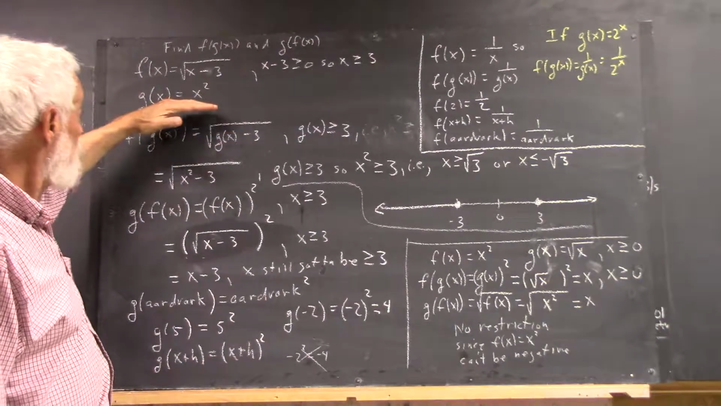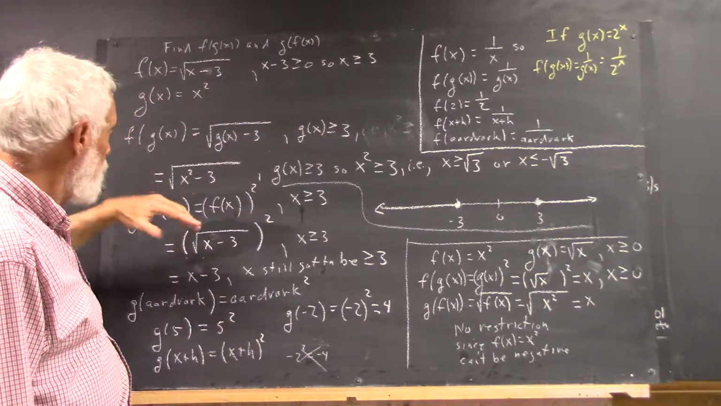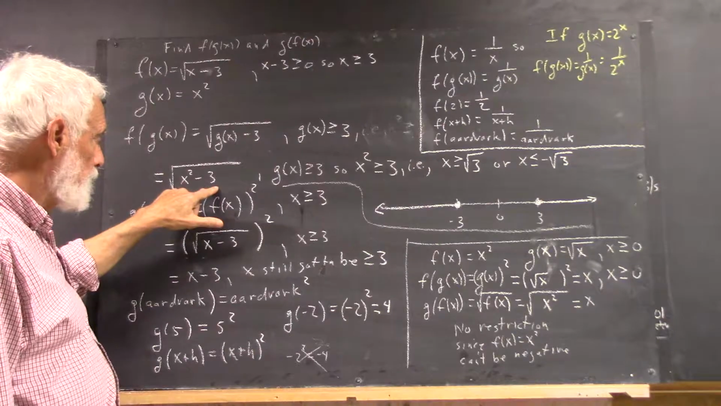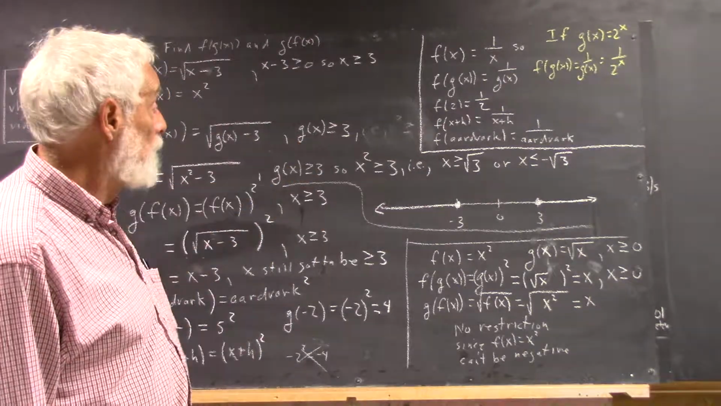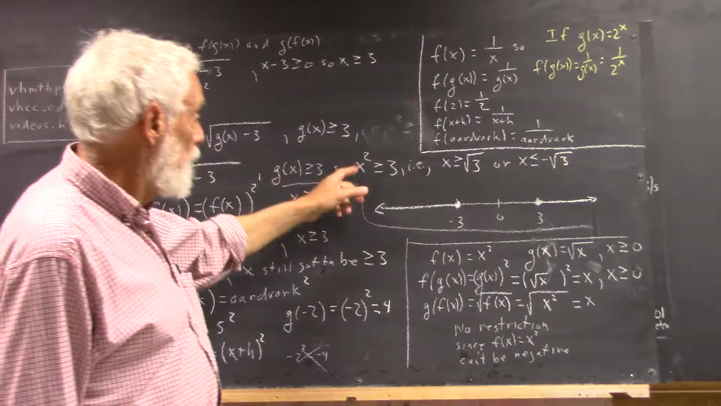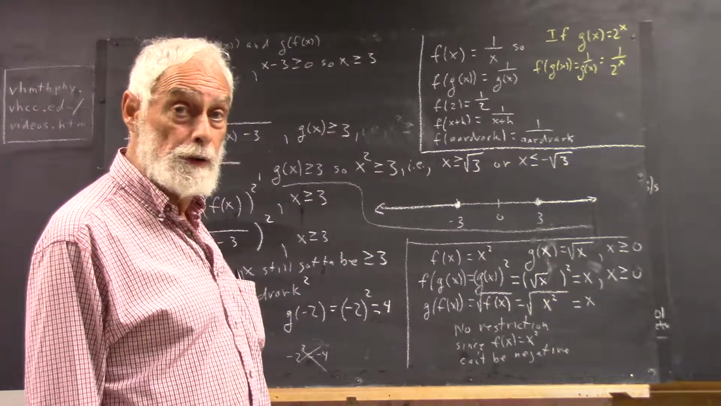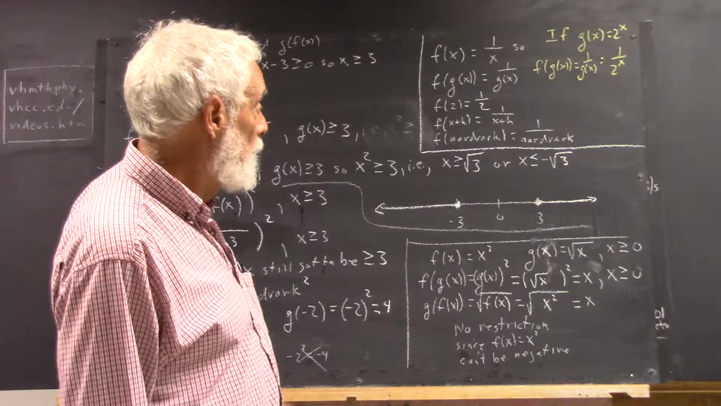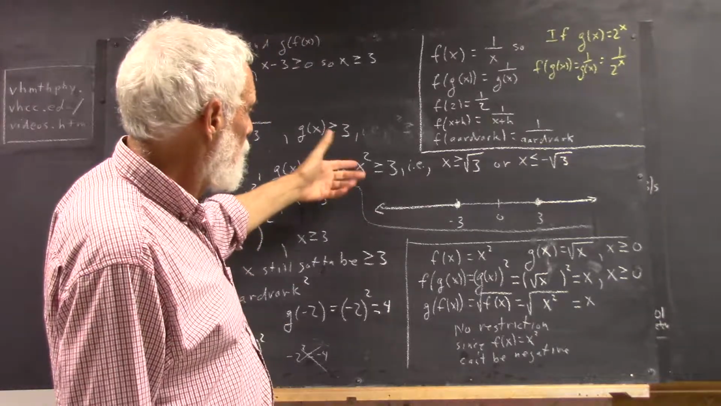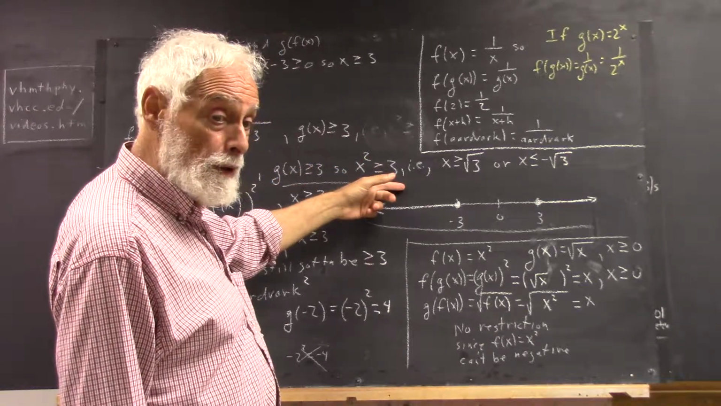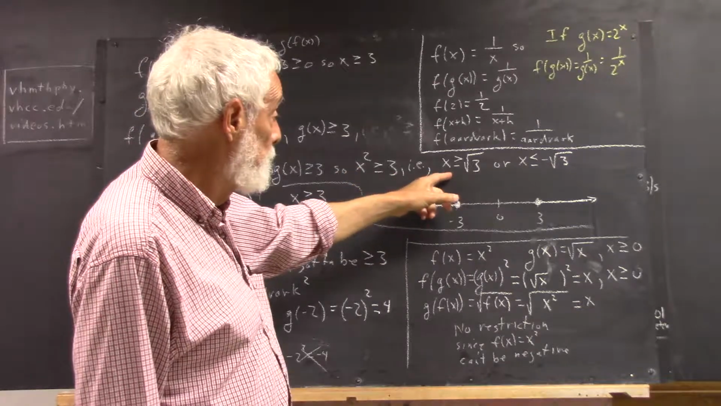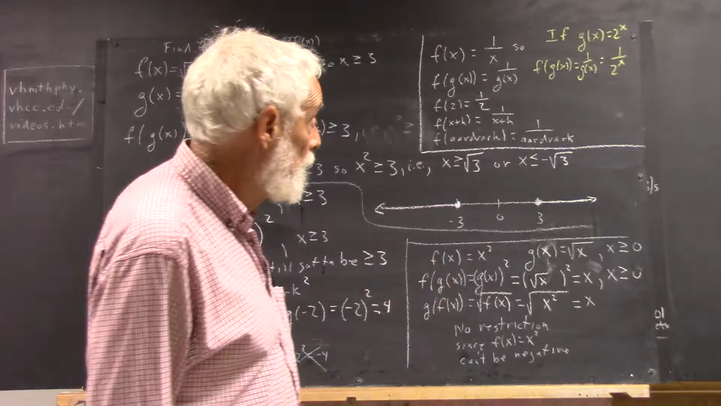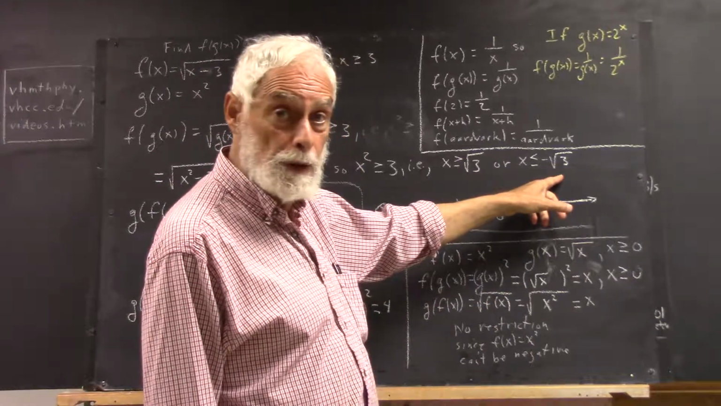Now, we can use the fact that g of x is x squared. We'll replace this by x squared minus 3. Well, g of x still has to be greater than or equal to 3, so x squared has to be greater than or equal to 3. And x squared is greater than or equal to 3 if, well, you take the square root here: x would be greater than or equal to the square root of 3. Also, x could be less than or equal to negative square root of 3.